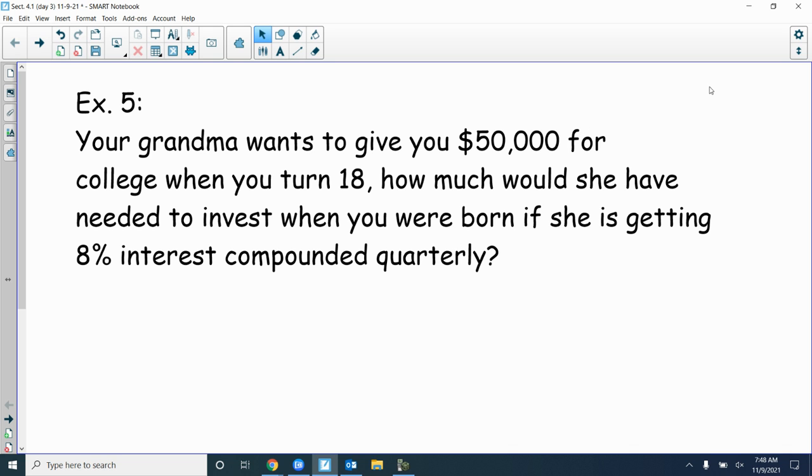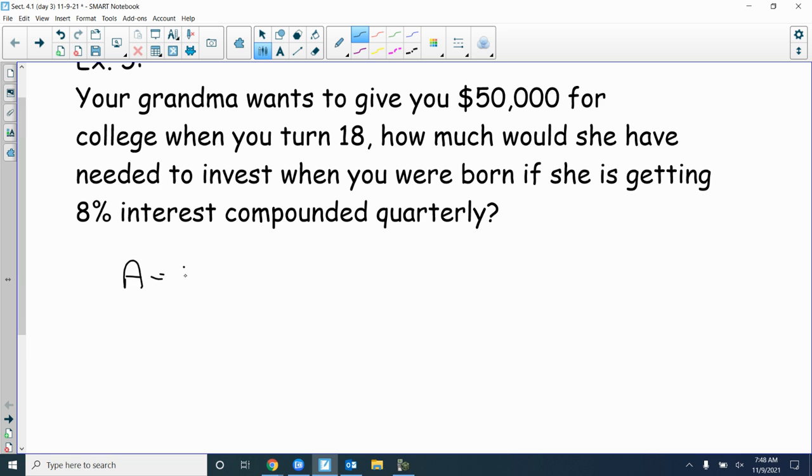All right, Grandma wants to give you $50,000 for college when you turn 18. How much would she have needed to invest when you were born if she's getting 8% interest compounded quarterly? So now this has to be that compound interest formula: A equals P times (1 plus R over N) to the NT.